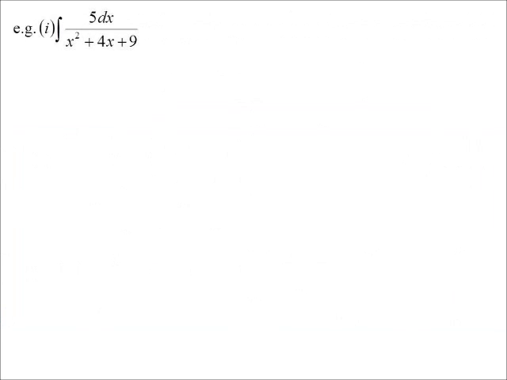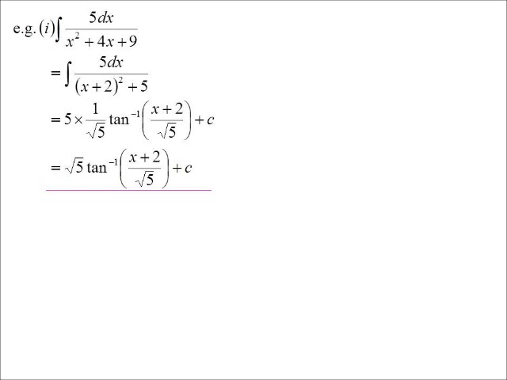So x squared plus 4x plus 9. I want to create something squared plus or minus something squared. So basically we complete the square. So it's always going to be something squared plus or minus a number. So x squared plus 4x plus 9 would be x plus 2 all squared plus 5. So it's x squared plus a squared, inverse tan. Instead of x, I've got x plus 2. But it'll be 5 times it. And remember, with inverse tan, we have 1 over a out the front. So 1 over root 5, inverse tan, x plus 2 on root 5.